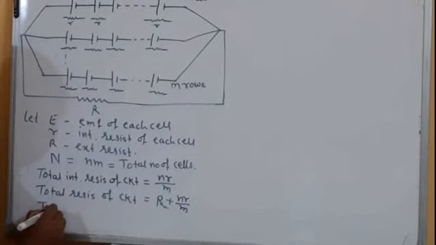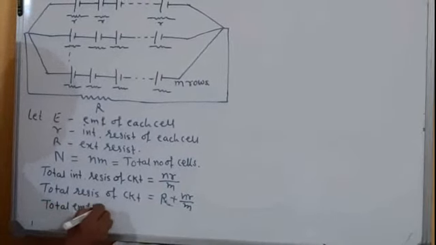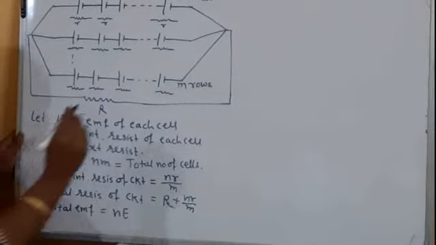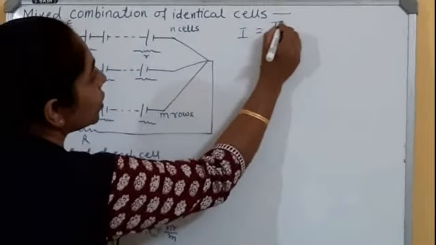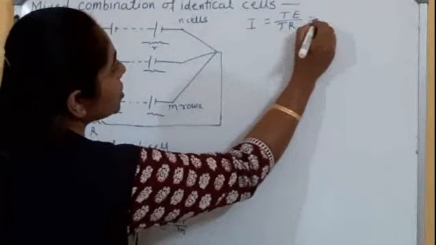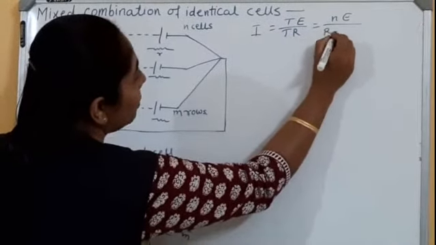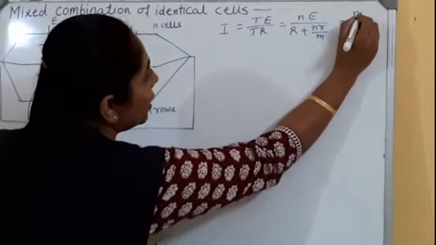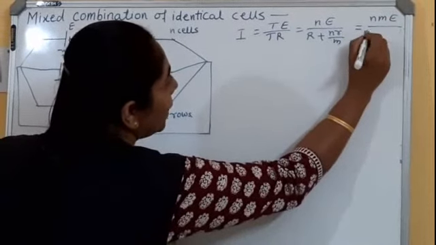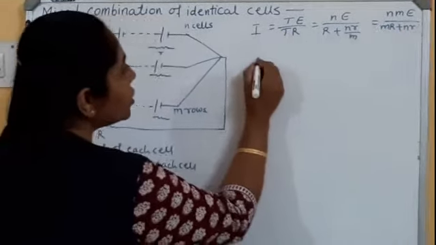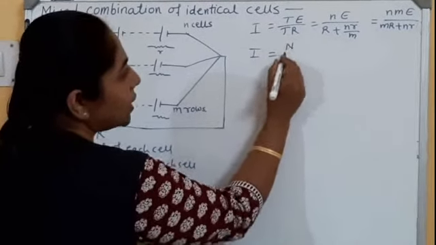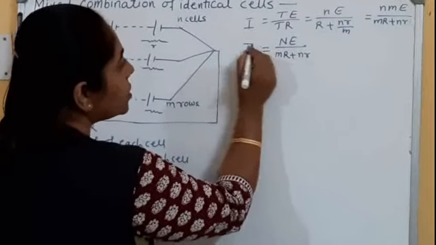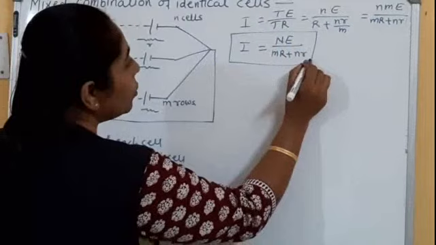What is the total EMF of circuit? Total EMF of circuit is n into E. So let us find out the current. So current I is equal to total EMF upon total resistance. So it is nE upon R plus nr by m. Take the LCM. So you will get here nmE upon mR plus nr. So I can write current I is capital N, that is total number of cells, into E upon mR plus nr. This is the total current due to all cells.